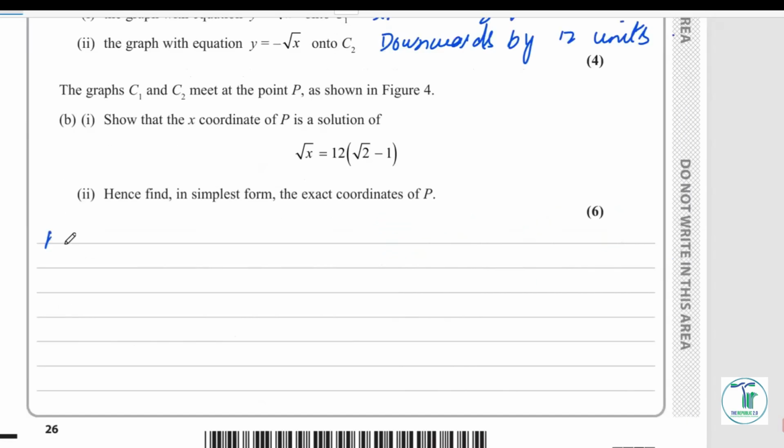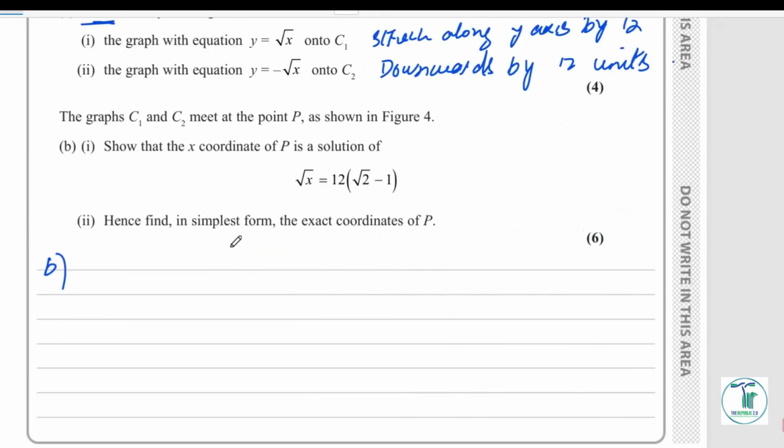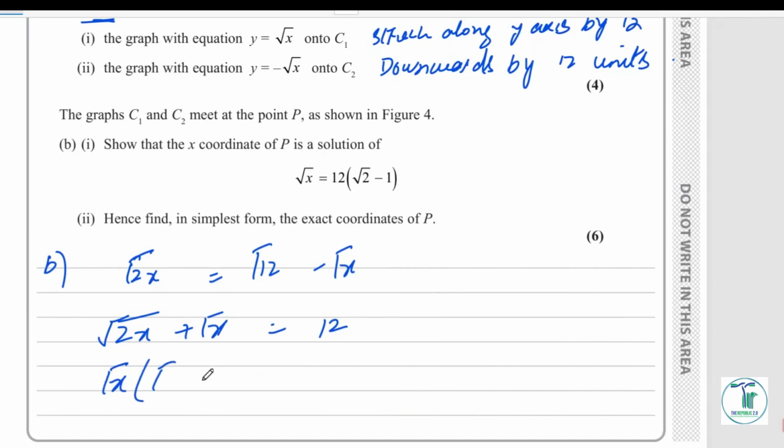Now the B part. The graph C1 and C2 meet at a point. Show that the exact coordinate of P is a solution of. Well, C1 and C2 are meeting at a point, so we just need to equate them up. I must be having under root 2x is equal to, and the other thing is 12 minus under root x. I'm going to move this under root x to this side, and I must be having under root 2x plus under root x is equal to 12, right? And now I can have under root x as a common factor, and I'll be left with under root 2 plus 1 is equal to 12, right?